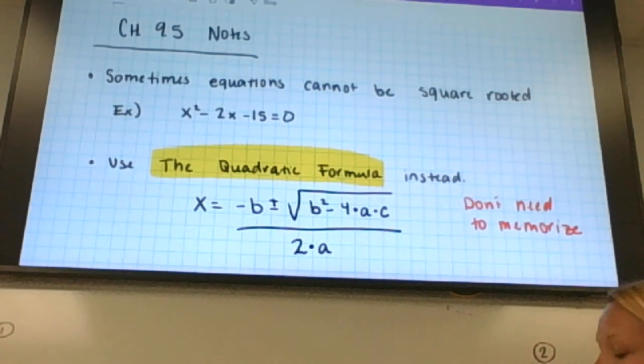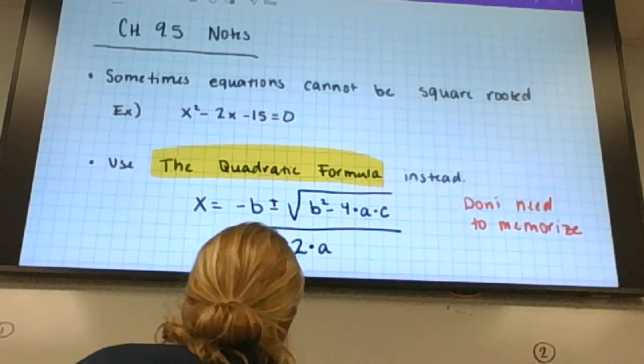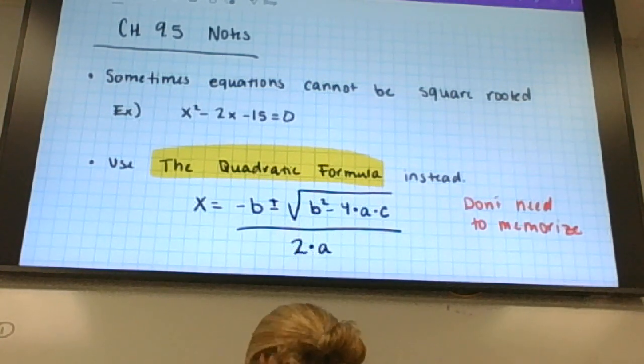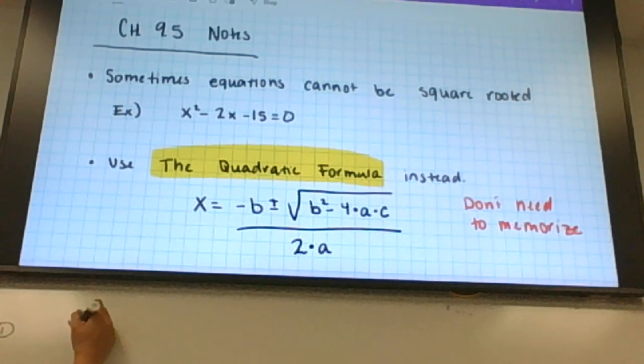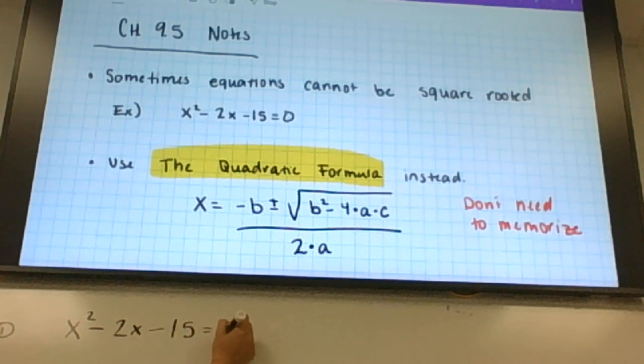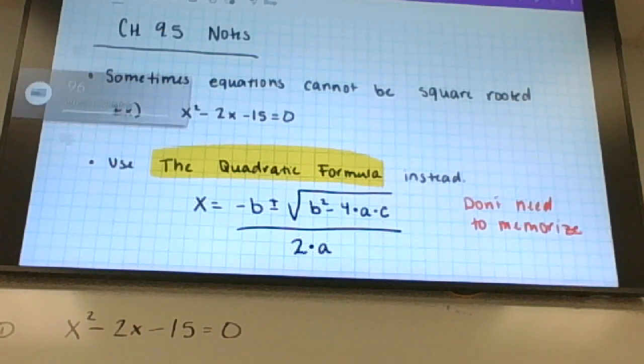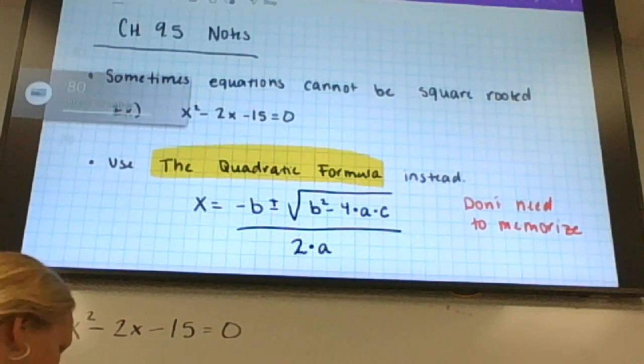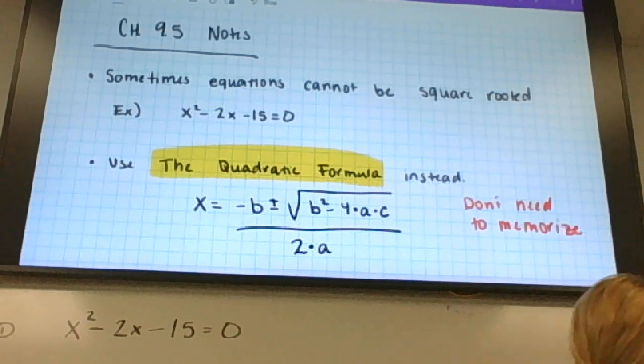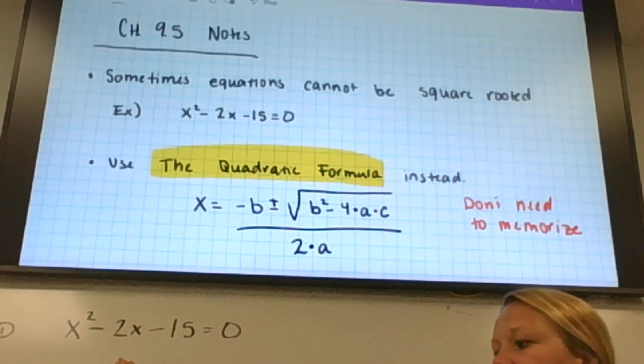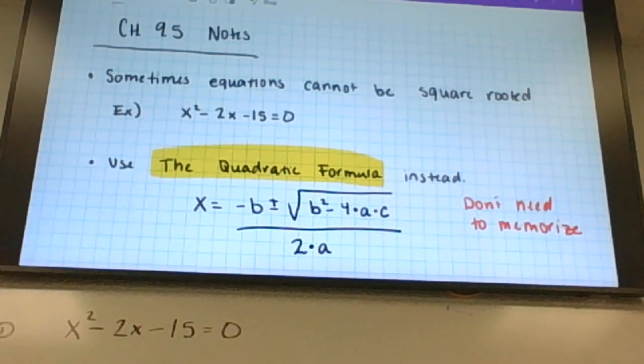Our first example here, x squared minus 2x minus 15. It can't be solved doing what we just did. So instead, we'll use the formula. So once I'm sure everybody has it written down, we'll watch a video. This is the problem that we're going to solve using the quadratic formula.